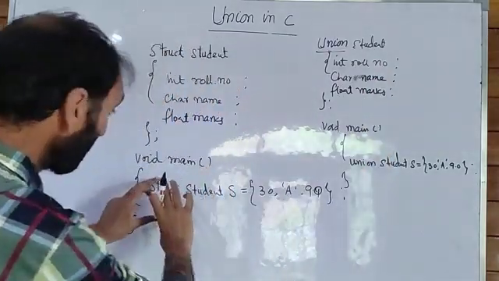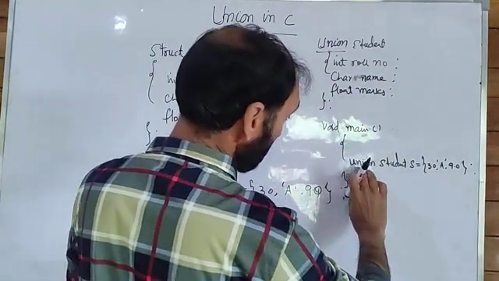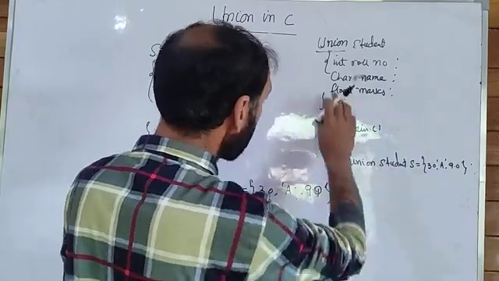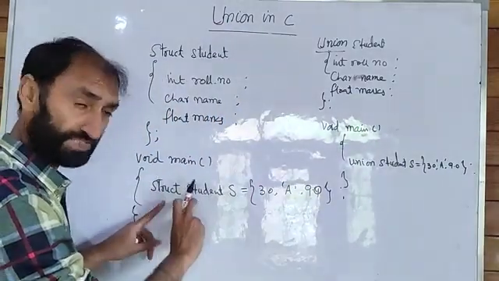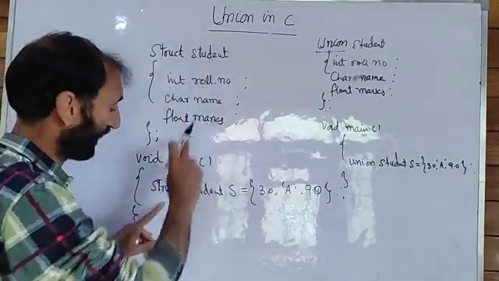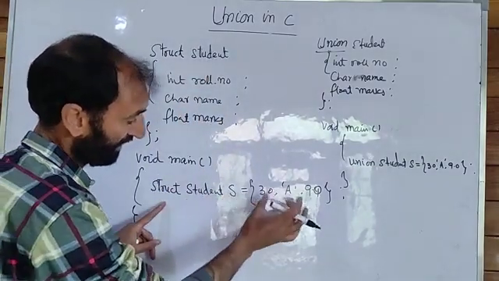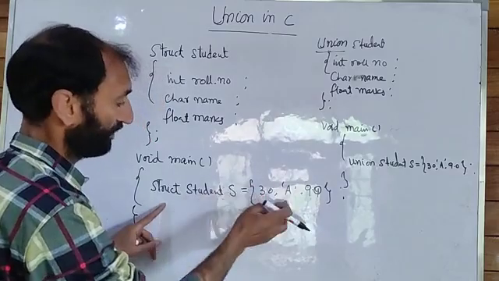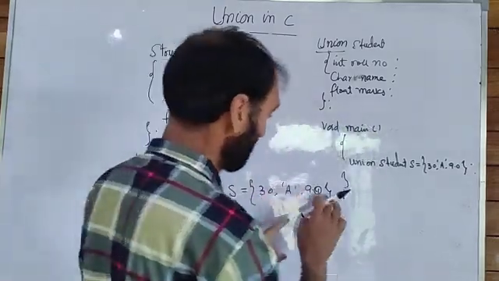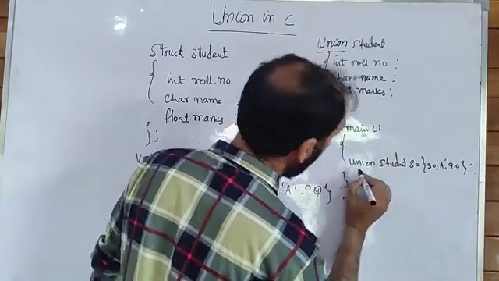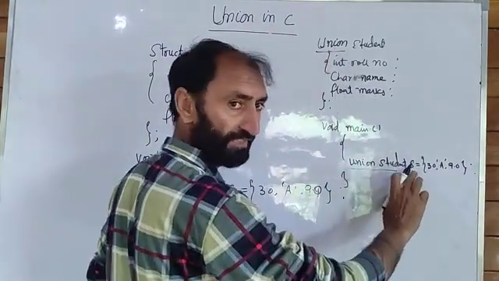And so far as the members of the structure, we can say variables of structure. Here, I have declared the structure variable by using the structure name, struct student s, and I have also initialized here 30 to roll number, 8 to name, and 99.0 to marks. In the same way, here I have used this to define the union variable.